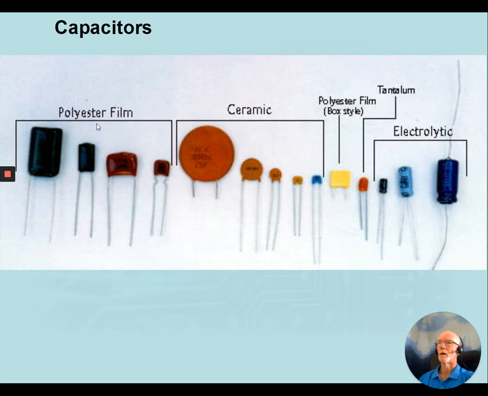Various types of dielectric. So we have polyester, ceramic, tantalum, and electrolytic. So capacitors are often categorized by what their dielectric is. So we say it is a something or other value polyester capacitor.